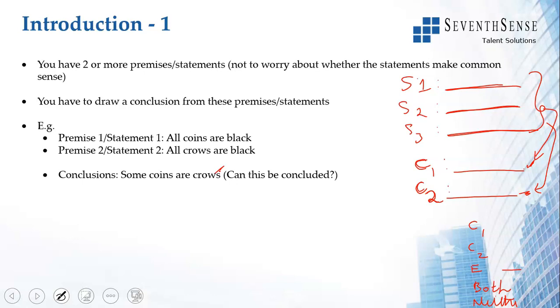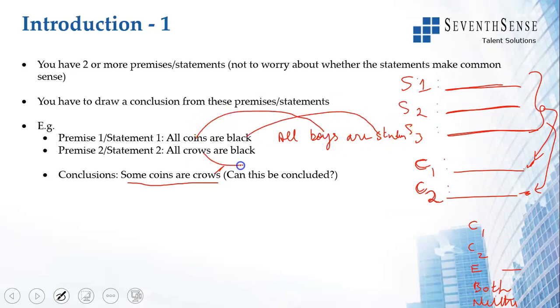Let us see why it is not, when we solve it. Just reading this sentence, it seems correct. But let us say we change this question to: all boys are students, all girls are students. Replace coins with boys, crows with girls, and black with students. Now, if they had asked, are some boys girls, we would have said no.